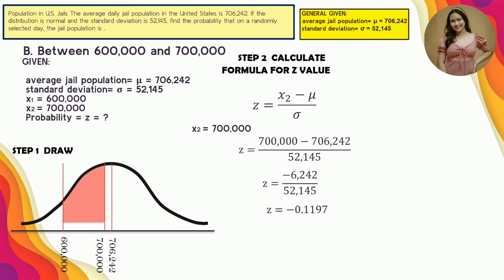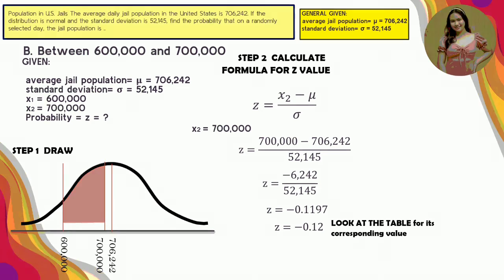And now we have negative 0.1197. And then we look for its two decimal places. We round off. We now have negative 0.12. And now we look at the table for its corresponding value.